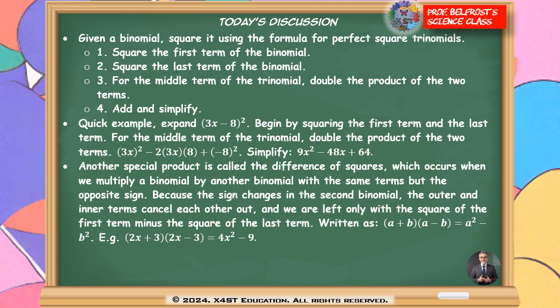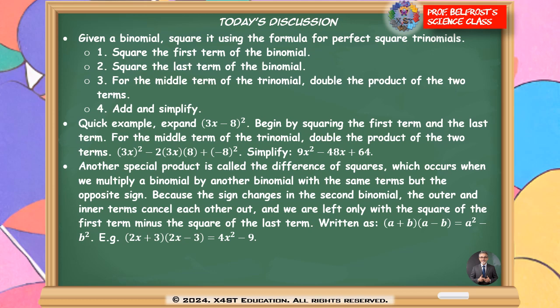Please expand the expression (3x minus 8) squared. Begin by squaring the first term and the last term, which yields 9x squared and 64. Then we add double the product of the two terms, 3x and minus 8. So 2 times 3x times minus 8 is minus 48x. Simplifying it all, we get 9x squared minus 48x plus 64.